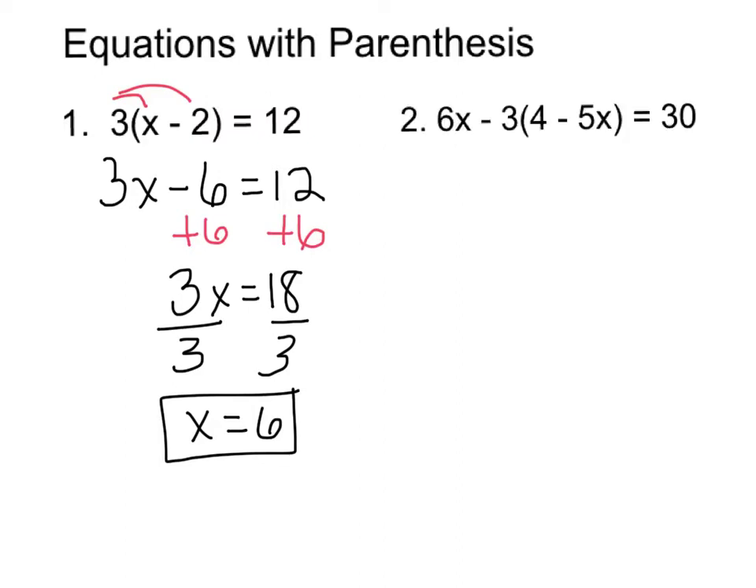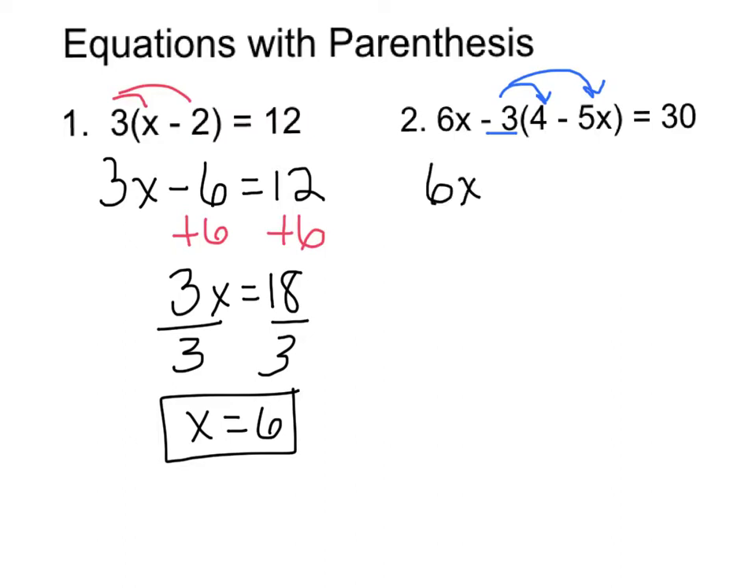Example number 2. 6x minus 3 times the quantity 4 minus 5x equals 30. Step 1. We have to distribute. So in this problem, here is a common mistake. People think that you have to distribute a 3. That is not true. It is a negative 3 that you have to distribute. So please be careful when you are distributing that you distribute the entire number, which is a negative 3, not a 3.